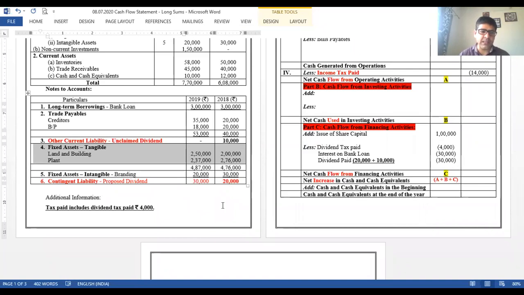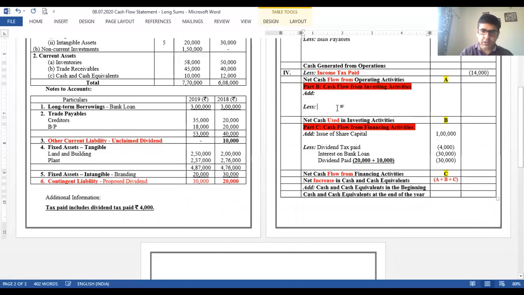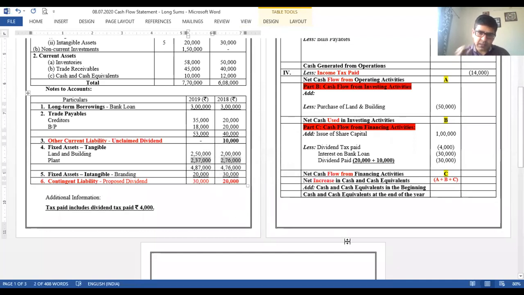Okay, the increase in tangible fixed assets shows purchase. So let me put it over here. Purchase of land and building, amount is 50,000, right? Plant, we can see that it's a decrease, right? Plant is 276 and now it is 237. How much is the difference? 76, 39 I think. Okay, the reduction in the tangible fixed assets is taken as depreciation.